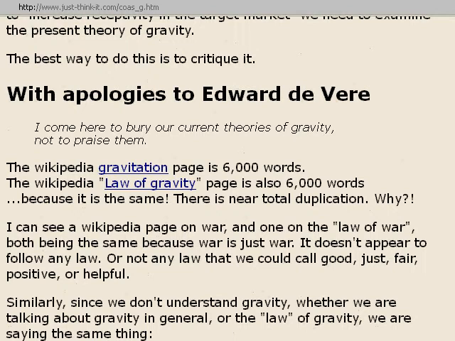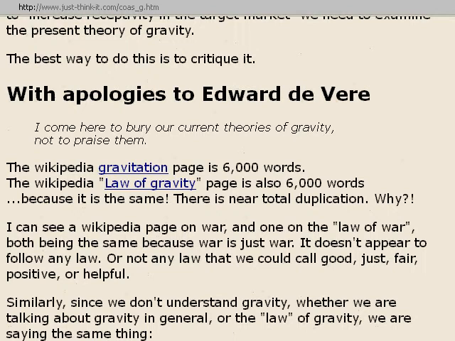The Wikipedia gravitation page is 6,000 words long. The Wikipedia Law of Gravity page is also 6,000 words, because it's the same. There is near total duplication. Why? I can see a Wikipedia page on war and one on the law of war, both being the same, because war is just war.